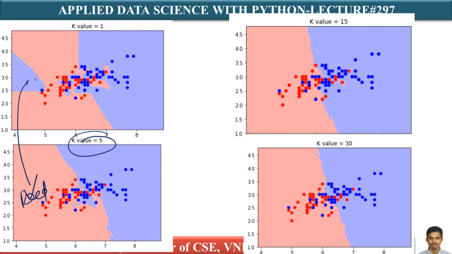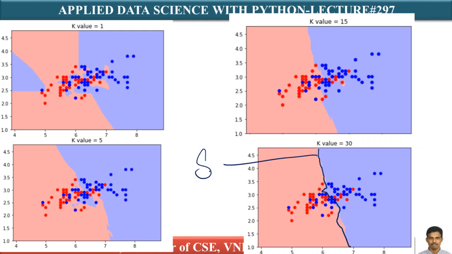For k equal to 15, just observe, it becomes more sensible, isn't it? What does it mean? As k value increases, your decision boundary becomes much more smoother. For example, consider k equal to 30. For k equal to 30, your decision boundary is much more smoother. This is a smoother decision boundary. As k value is increasing, your decision boundary becomes much more smoother.